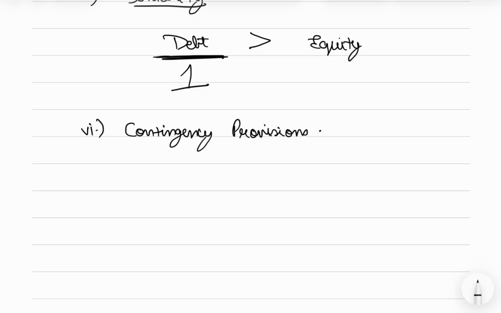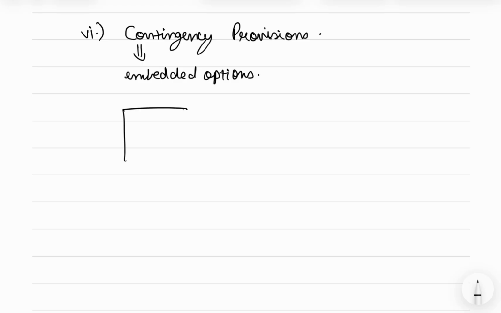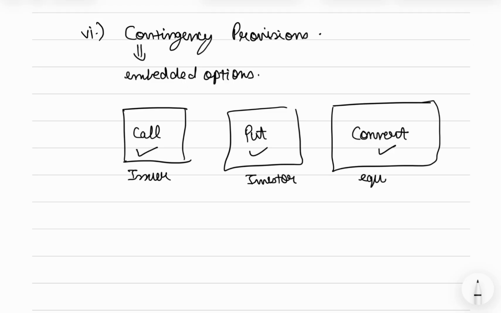You can consider them as embedded options. So these are some special features in the bond contract. We can just have three kinds of contingency provisions to discuss: a call option, a put option, and a convert option. So a call option allows the issuer to repay early, a put option allows the investor to exit early, and a convertible bond allows conversion into equity. So this is mainly for an issuer, this is for the investor, and this is converted to equity.